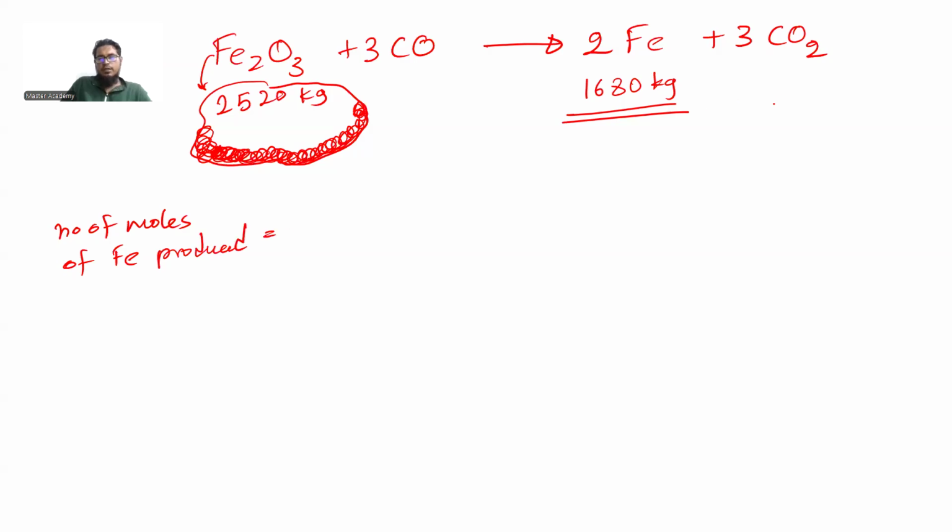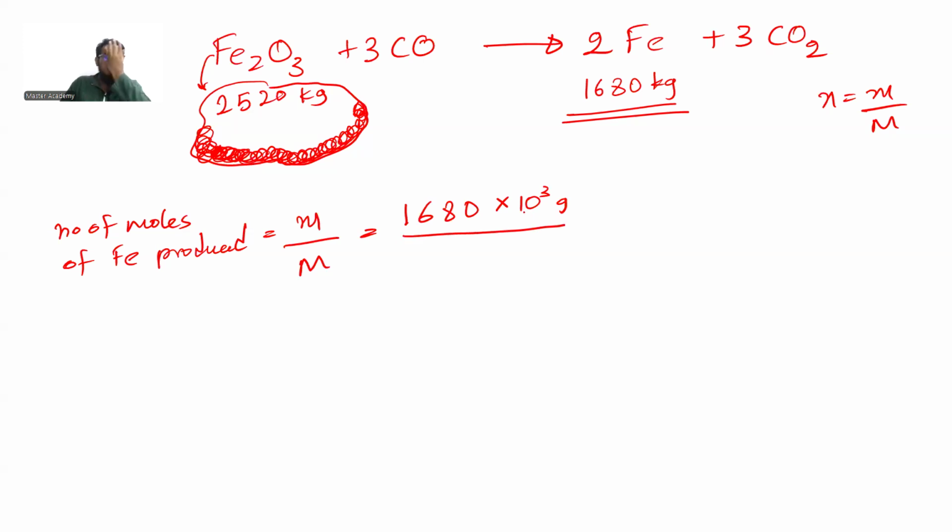Here you can use the grade 10 equation, n equals small m over capital M. Small m is 1680 into 10 to the power 3 grams. I'm converting this to grams because in chemistry we have to do it in grams. You can keep it in kilograms, but then you will have to add 3 additional zeros. That's the only difference.